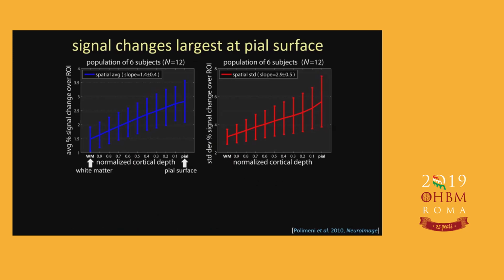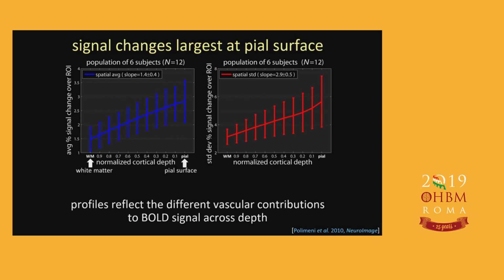So what this is telling us is that these BOLD cortical depth profiles vary a lot over space. They vary very differently from one location to the next, and the variability is most pronounced when sampling near to the pial surface, for gradient echo BOLD at least. These also show us that the profiles reflect different vascular contributions to the BOLD signal across cortical depths.